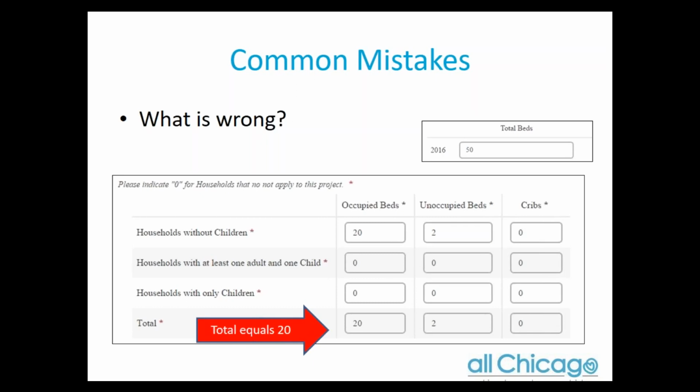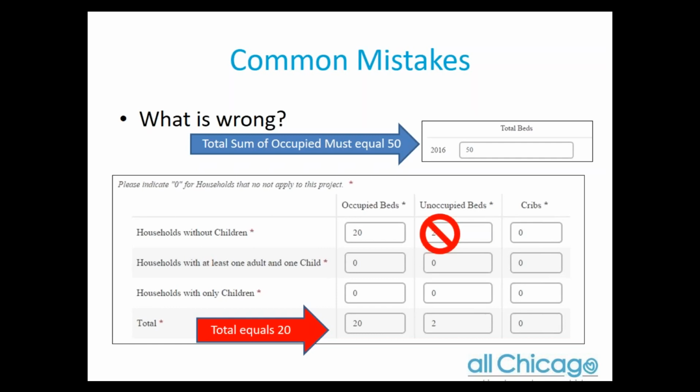So as you can see, this number equals 20. And it must be the total sum of 50. So if you really had 50 people in beds on the night of the count, this 20 should be a 50. But this kind of raises more of a question because I'm not sure, maybe you only had 20 occupied people, so maybe your total beds is incorrect. So make sure that you're checking that as you're completing the HIC.